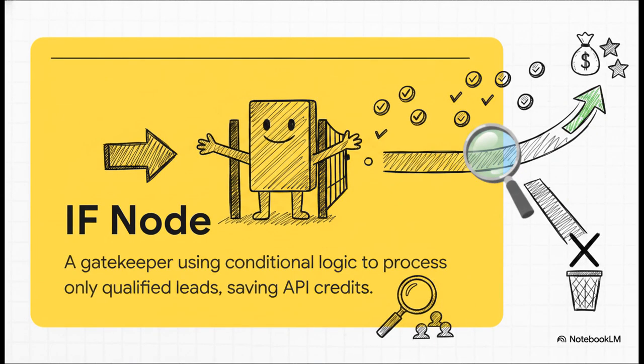Directly after that webhook, the data hits the IF node. This is basically your gatekeeper. It uses conditional logic to split your workflows, ensuring you only process qualified leads. Now, you might be wondering, why is this so absolutely crucial? Well, because every single API call costs money or credits. By filtering records right at the door based on things like valid LinkedIn URLs, specific job titles, or company size, you save those credits. So only the truly qualified leads actually make it down the enrichment branch.